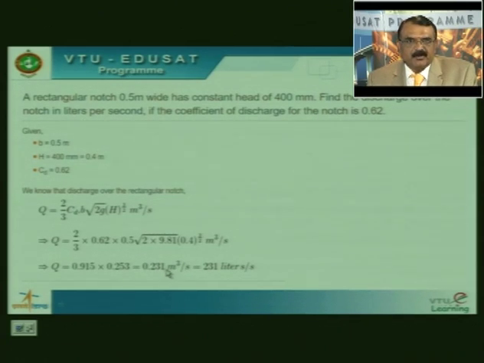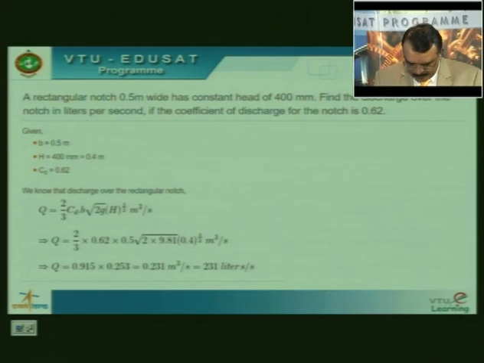So, remember, 1 meter cube is equal to 1000 liters. Therefore, if you multiply this by 1000, you are going to get this as 231 liters per second. A very simple example to give a flavor of this discharge over the rectangular notch.